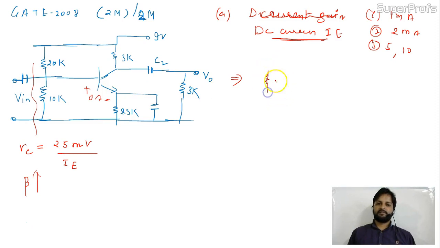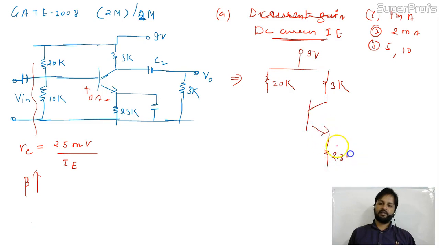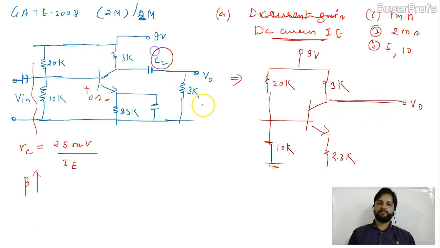Let me do the DC analysis for this. This is 20K, 3K connected with 9 volt. The circuit is like 2.3K over here. The capacitor is gone from the circuit. This is the circuit. This is 10K. Is it okay? And this over here you have V0. And apart from this is gone, so the 3K is useless. Right. Now here is the IE. This is IE DC, whatever they are asking.